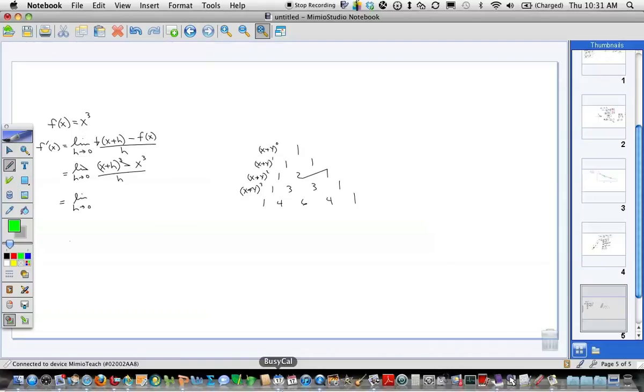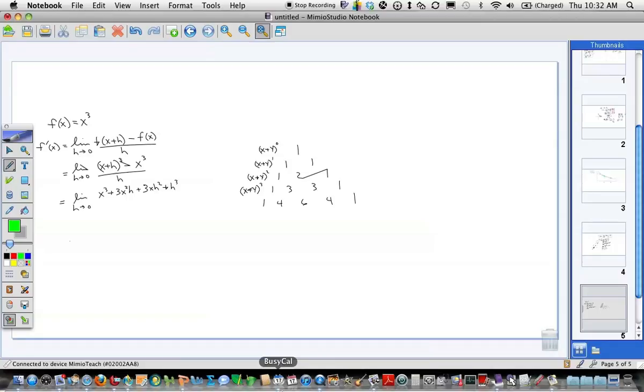Limit as h goes to 0. Now, otherwise, you can do x plus h times x plus h, FOIL it, and then take that times x plus h and distribute everything, and that's fine. But you get 1x cubed plus 3x squared h plus 3xh squared plus 1h cubed. And there's that pattern with the powers.